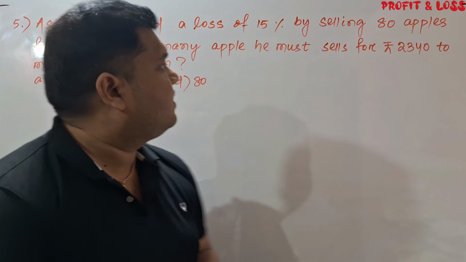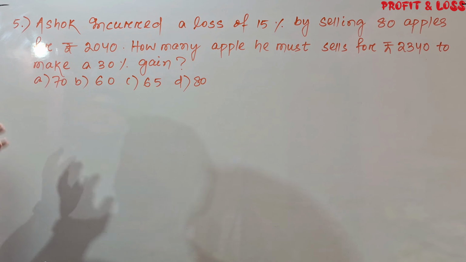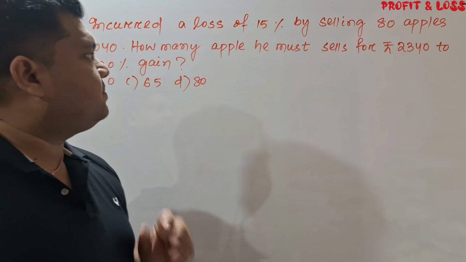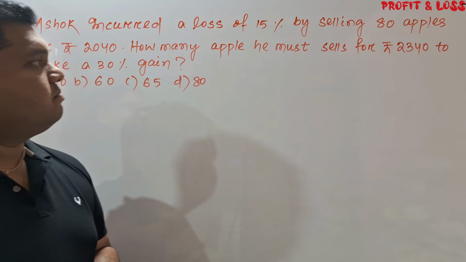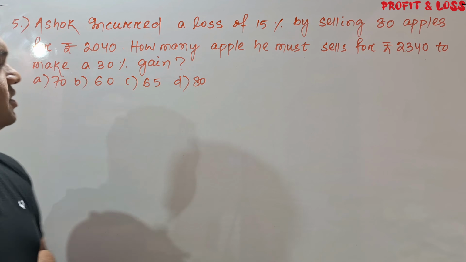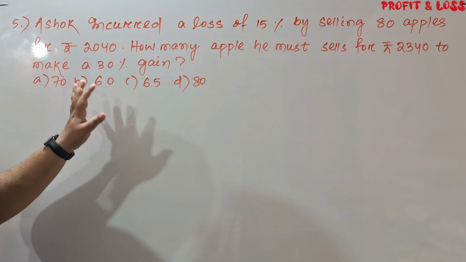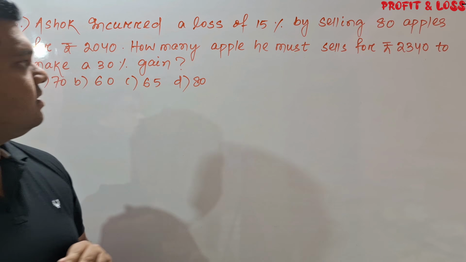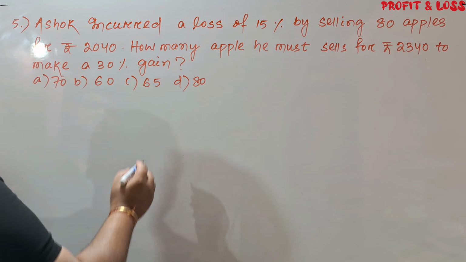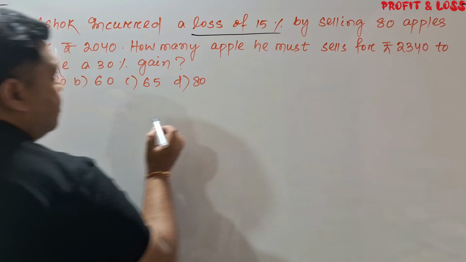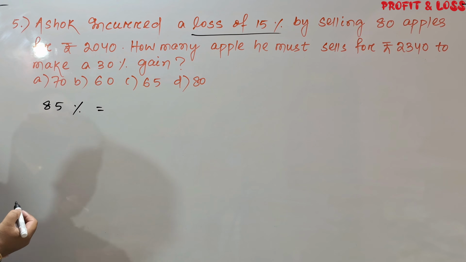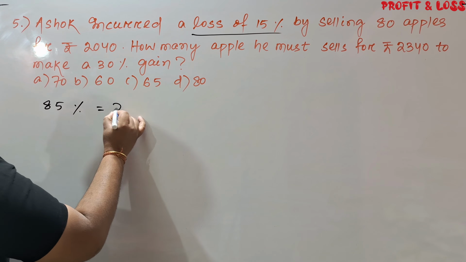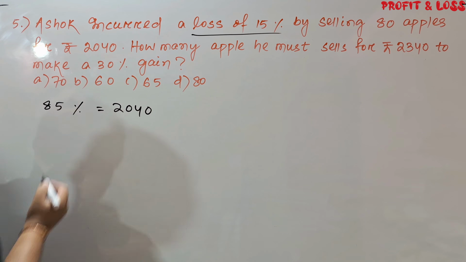Question number 5. It is given: Ashok incurred a loss of 15% by selling 80 apples for rupees 2040. How many apples must he sell for rupees 2340 to make a profit of 30%, means a gain of 30%? Here a loss of 15% is given. Loss 15% means now 85%. The 85% value is given as 2040. So this is the selling price of 80 apples.